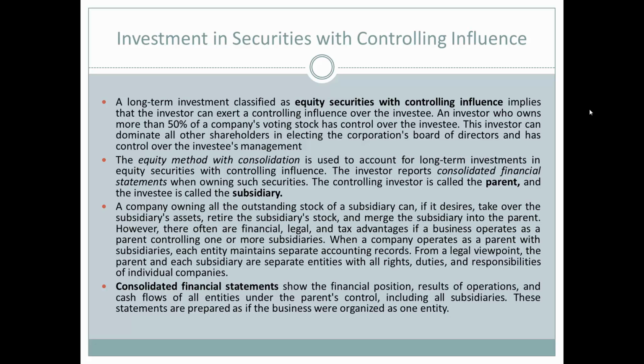When a company operates as a parent with a subsidiary, each entity maintains its own separate accounting records. From a legal viewpoint, the parent and each subsidiary are separate entities with all the rights, duties, and responsibilities of individual companies. From an accounting perspective, consolidated financial statements are required, and they show the financial position, results of operations, and cash flows of all of the entities under the parent's control, including all subsidiaries. These statements are often prepared as if the business were organized as one entity.